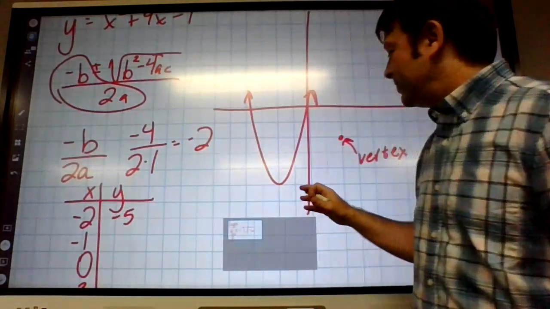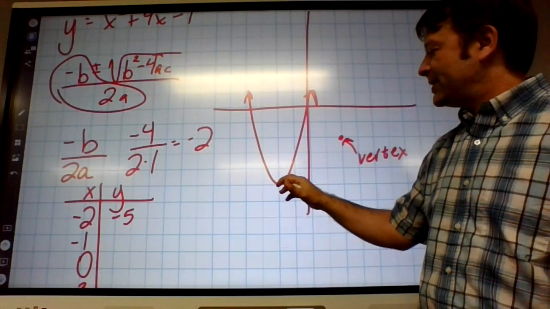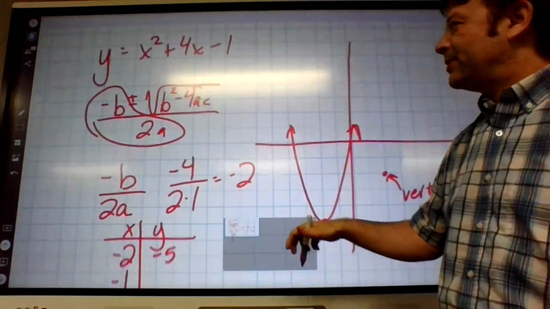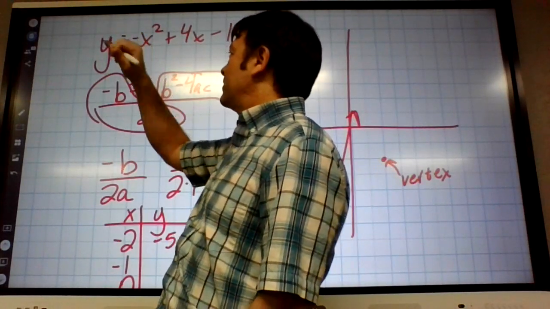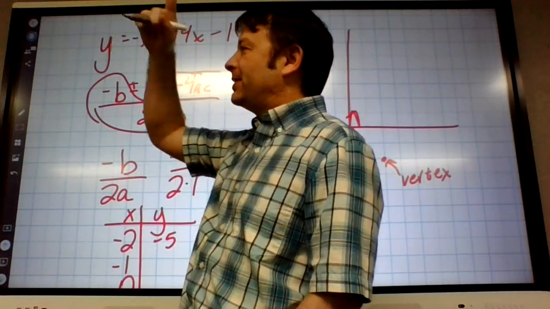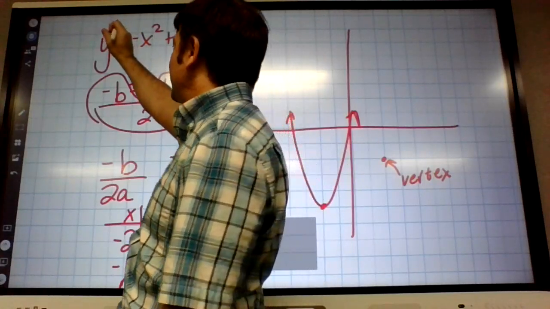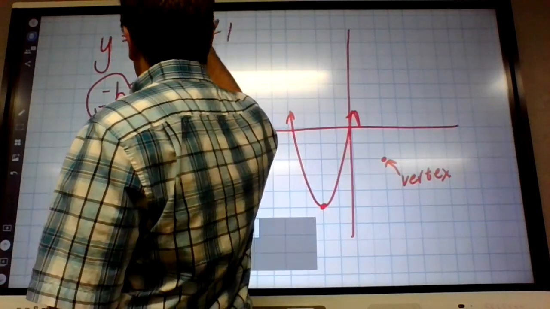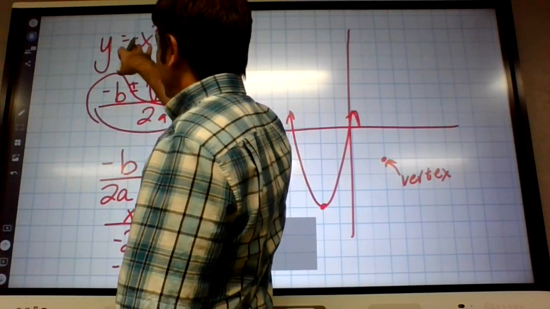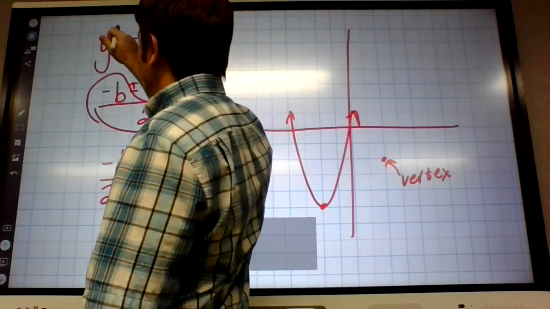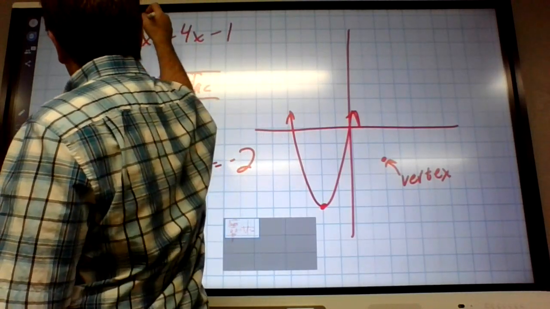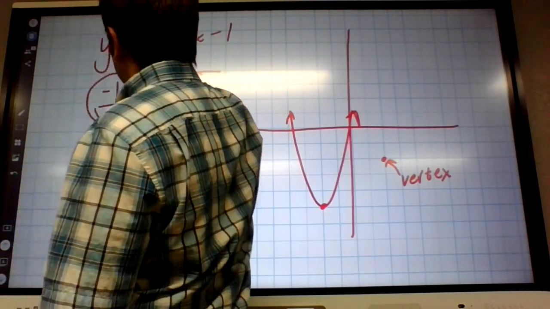Anyways, so this vertex is at the bottom. What do you think would happen to the graph if I put a negative in front of it? Yeah, it'd go upside down. The x squared term is more powerful than the x, and definitely more powerful than the constant. So if this is positive or negative, that makes all the difference on whether it goes up or down.